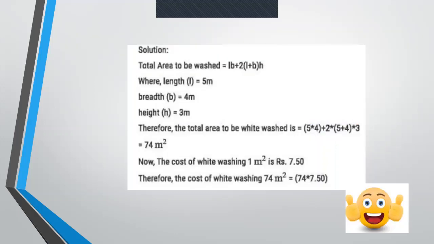Okay, moving ahead. What is the total area to be whitewashed? How much did you get? 74 meters square. Wonderful. 74 meters square multiplied by 7.50. What is the answer? Rupees 555... 5,550. 555, right? The rupees.